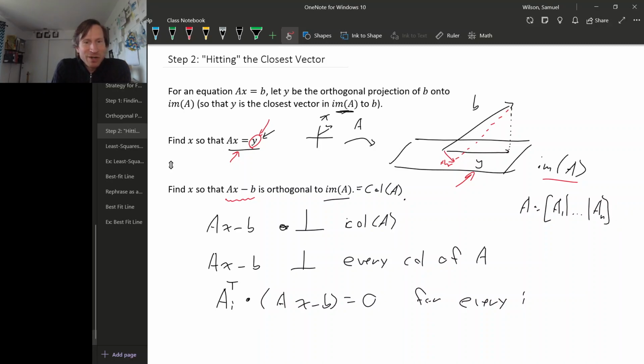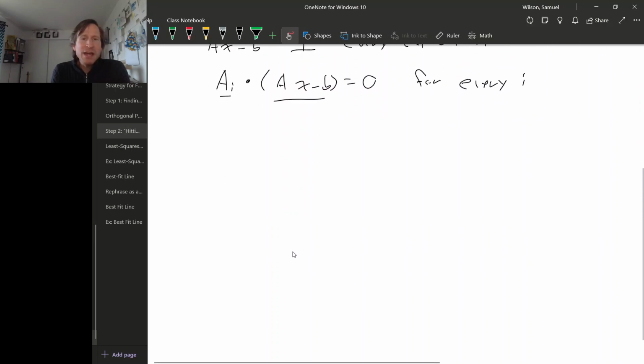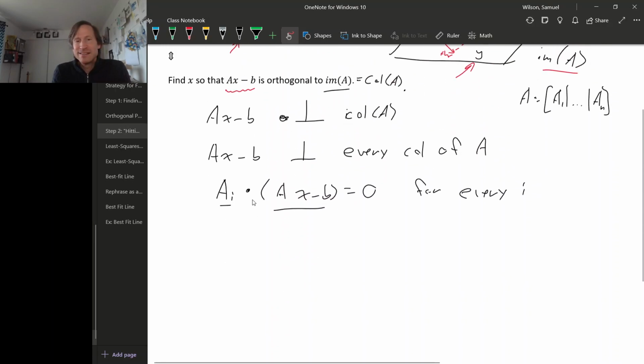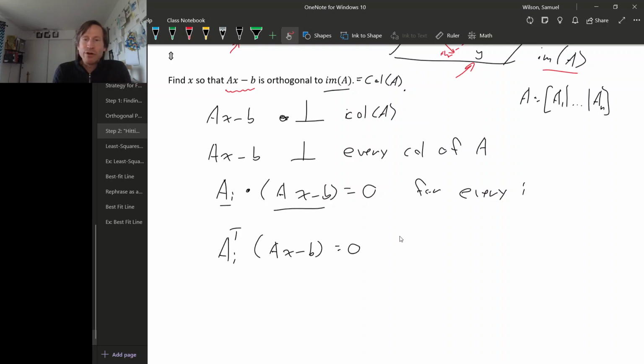So, no, I don't want to transpose. Right. So we want each of these columns to be perpendicular to Ax minus b, which remember is this guy over here. Okay, but a nice way to write the dot product is to take the transpose of the vector on the left. So to get this dot product equal to 0, instead we can write a_i transpose times (Ax minus b) equals 0 for every i.